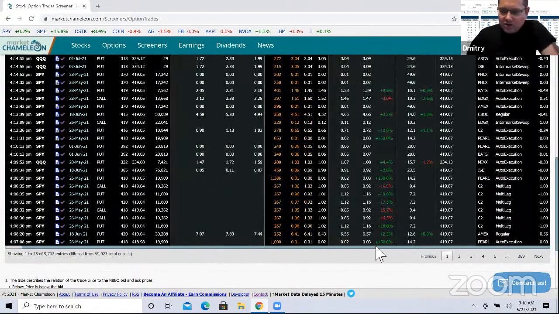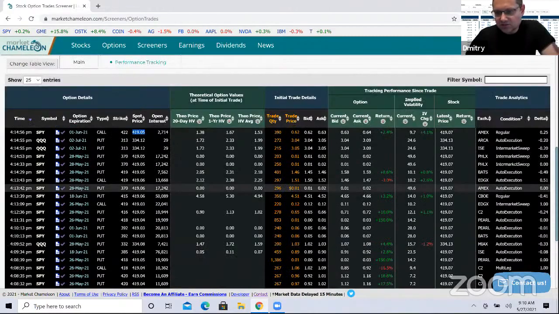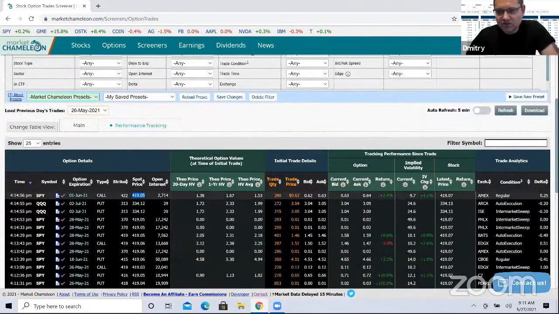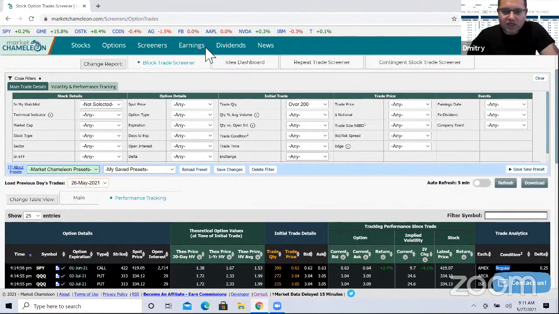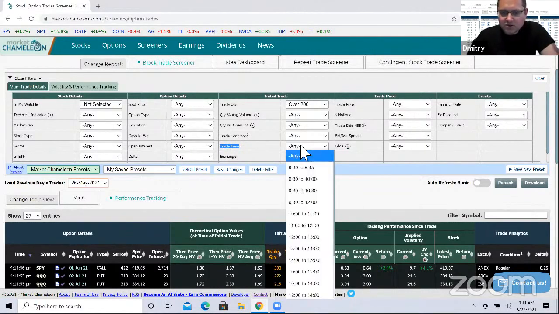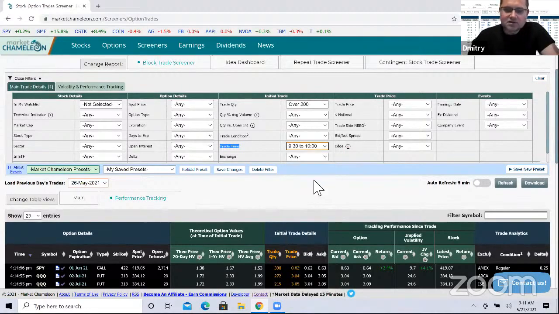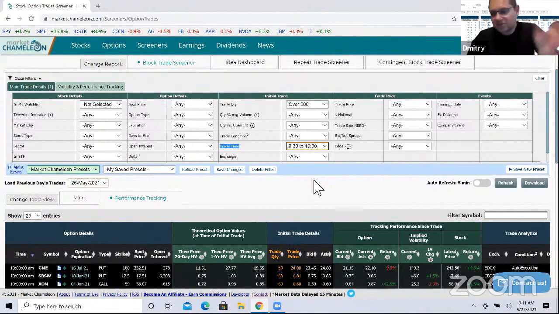So let's see how, and then you got some more details of this trade, the delta of the trade, the exchange it traded at, and the condition. So how we may use this is the following. What if we had a theory, and I'm just making this up as I go. And let's say I'm going to go back in time and say, show me the trades between 9:30 and 10 o'clock.